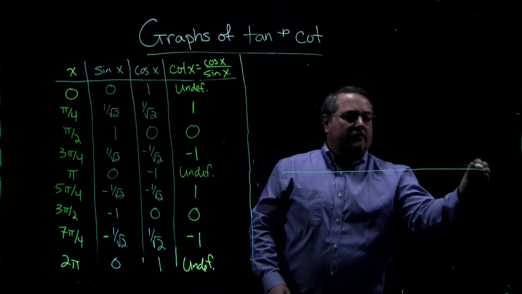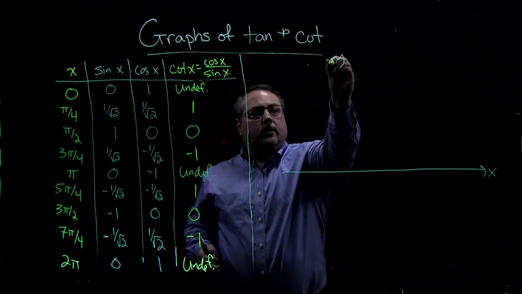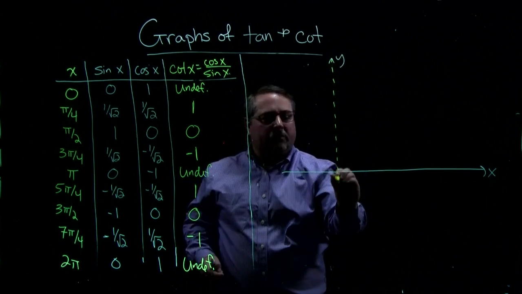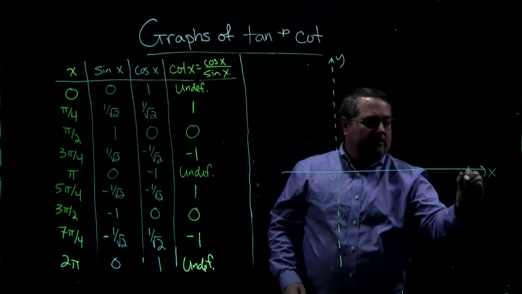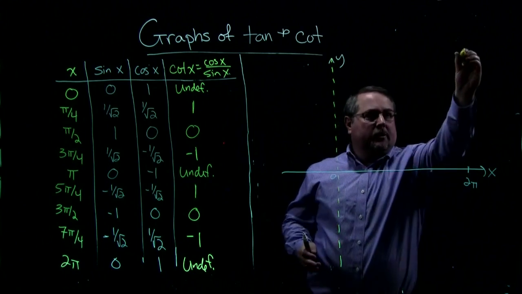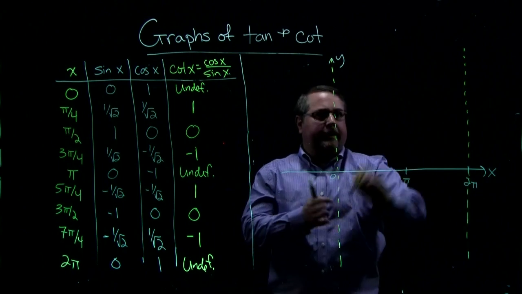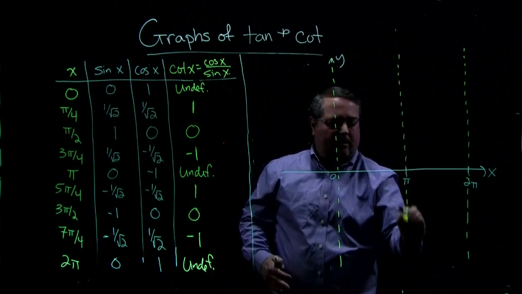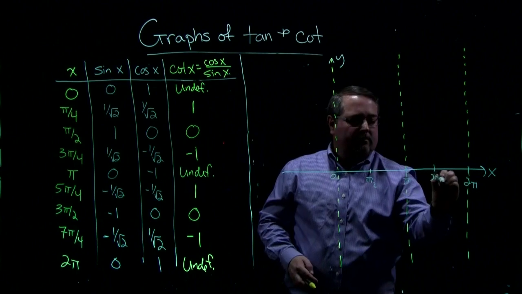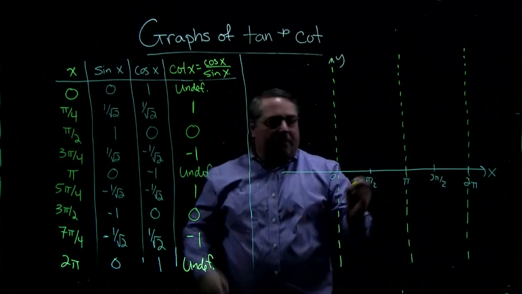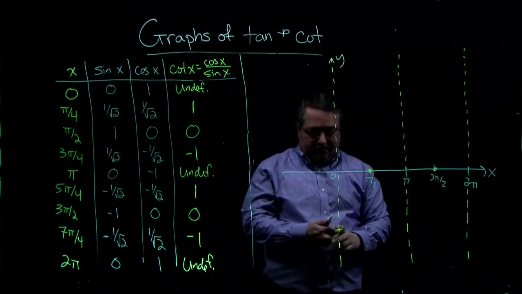Okay, so now I'm going to start out with a vertical asymptote at x equals 0, right along the y-axis. We're going to have another vertical asymptote at x equals 2 pi, and at x equals pi. At x equals pi over 2 and 3 pi over 2, y is equal to 0. So we'll have x-intercepts there.